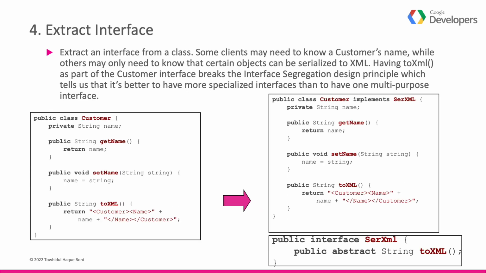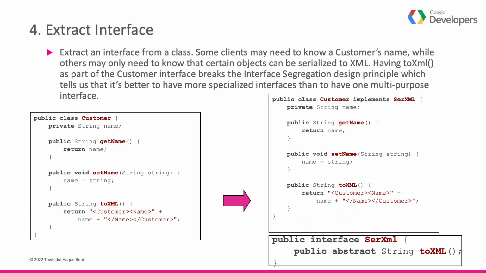Now, let's explore the concept of extracting an interface from a class. The technique allows us to define a separate interface that represents a subset of behaviors or responsibilities of a class. By doing so, we adhere to the interface segregation design principle, which emphasizes having specialized interfaces rather than one multi-purpose interface. In the given example, we have a class called Customer that has a method toXML for generating an XML representation of customer data.